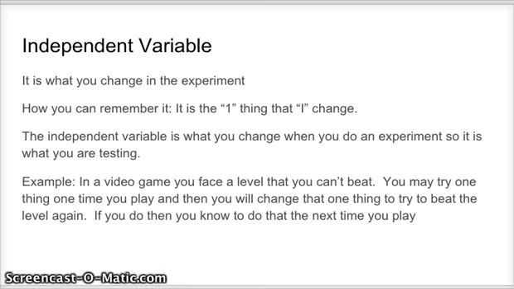Alright, so it's what you're testing. For your notes, you can write down any one of these things. A good thing, so we have the definition here, it's what you change in an experiment. How you can remember it, so I or I change, it's one thing you change, or it's a thing that you're testing. So that's the independent variable.